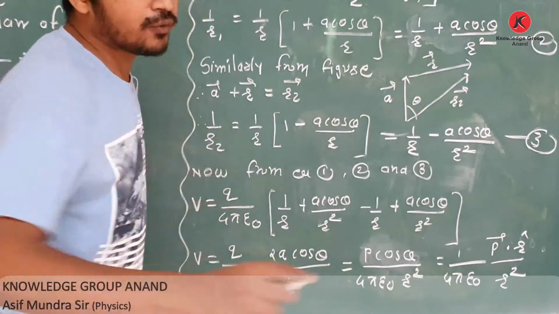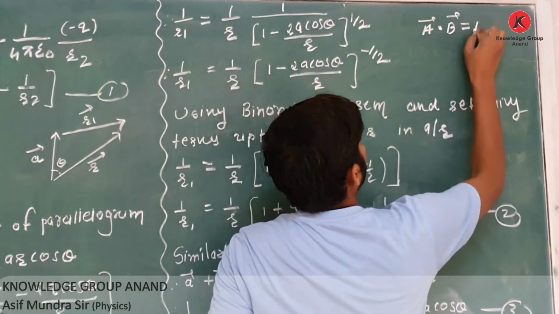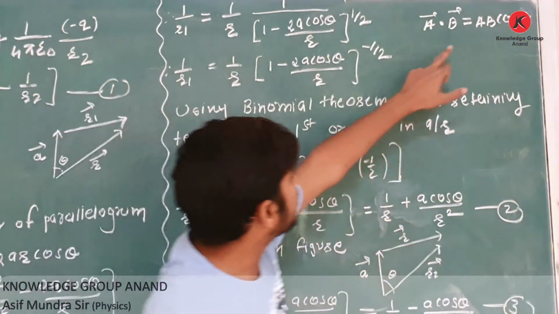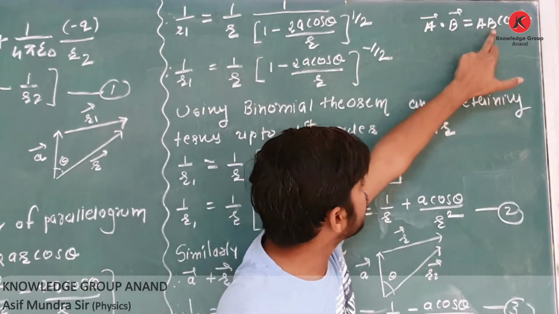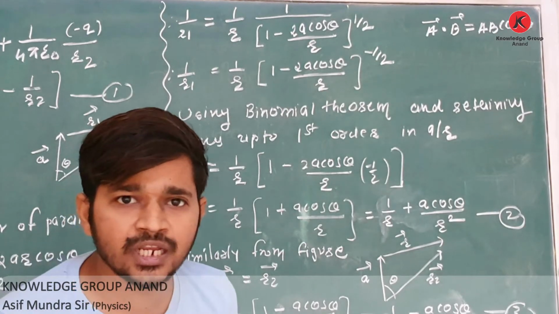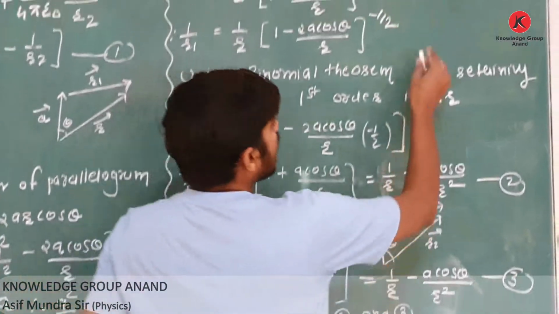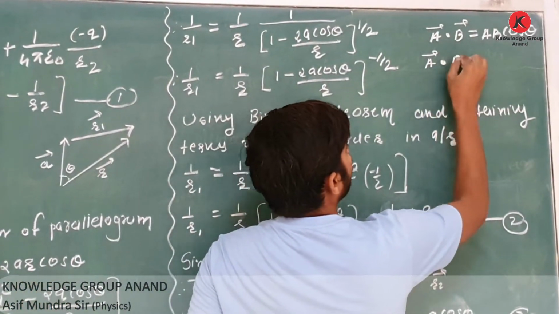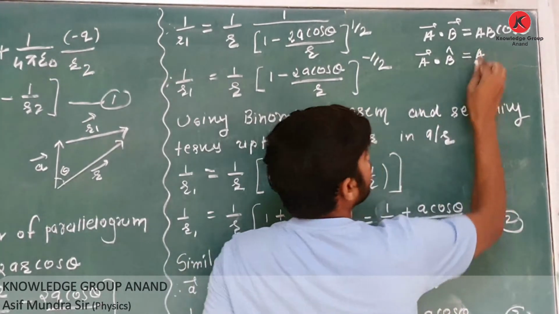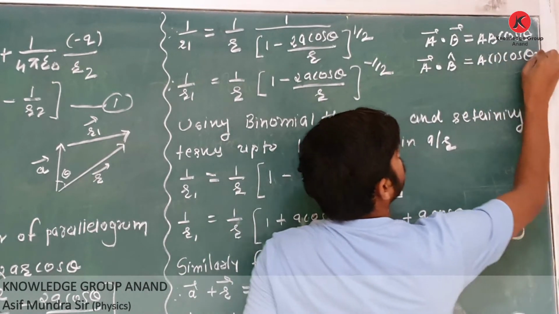R, that is position vector, is also a vector quantity. See, you know one equation here: A dot B is equal to AB cos theta, where A is the magnitude of vector A, B is the magnitude of vector B, and theta is the angle between them. If I say B vector is a unit vector, then how to write? A dot B caret is equal to magnitude of A, and B caret means unit vector, its magnitude will be 1, then it is cos theta.